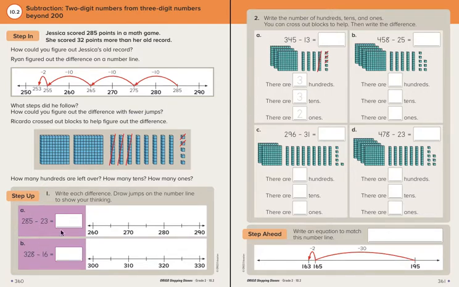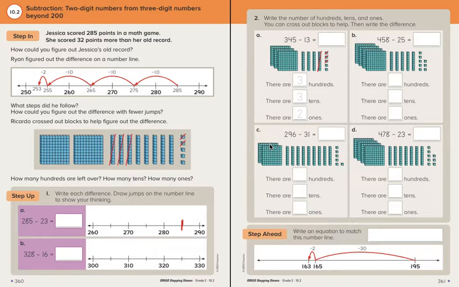You have two problems here. If you do want to use the number line, remember you start at your 285, take back two jumps of 10 or one big jump of 20, and then three jumps of 1. That's your answer. All right, and number 2, write the number of hundreds, tens, and ones.